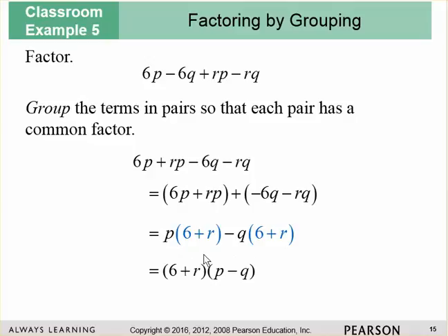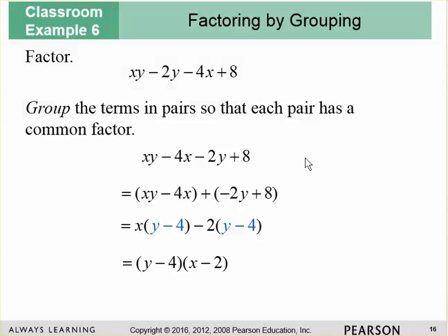Notice this. This is the key. You're going to have a p minus q, that binomial, times the other binomial, 6 plus r. So the aha moment is going from step 3 here to step 4, when you take the factored variable in front of these and then just rewrite it as a product. Let's check another example.